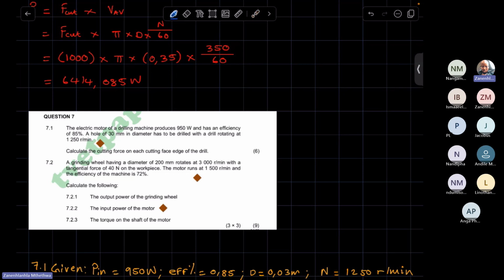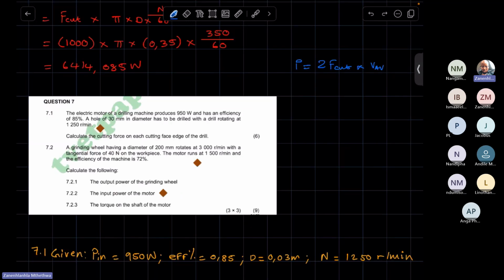So if you have to calculate the force using, say, power, normally this is F cut times average velocity. For a drilling machine, you see here they've specified calculate the cutting force on each cutting face edge of the drill. The way you look at this is by thinking of a drill from any perspective. You're going to see two faces, one on the left, one on the right. Hence, this being the general formula to calculate power, for such a case this will be multiplied by 2. So essentially, you will have 2F cut times that, and then you solve for F here. Are we clear here?